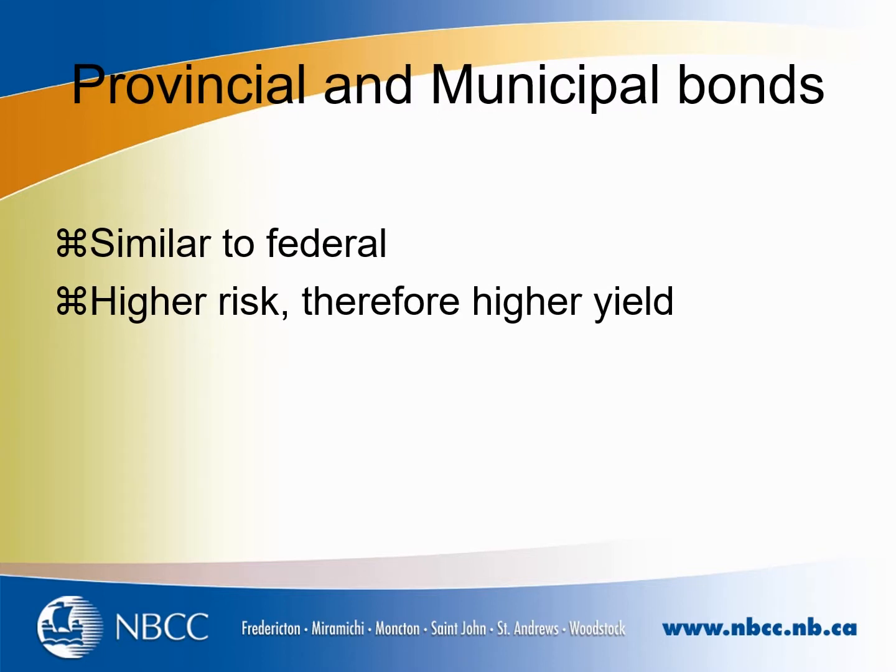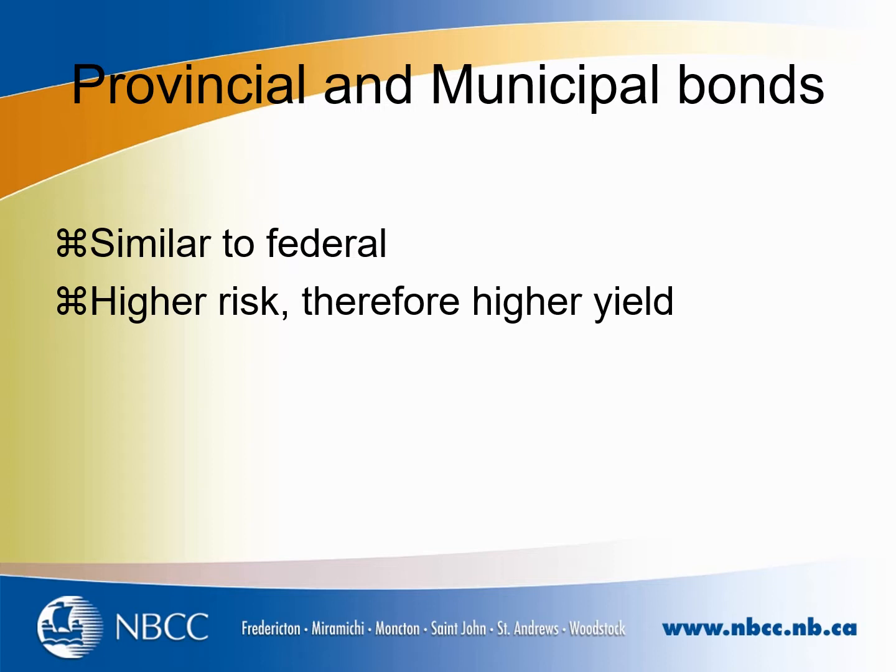Provincial and municipal bonds act very much the same as federal bonds. They are marketable, they are longer term to maturity, they are transferable. The difference is in who the issuer is. The issuers for these two types of bonds are either provincial governments or municipal governments, such as the town of Woodstock. More often it would be places like the city of Toronto.